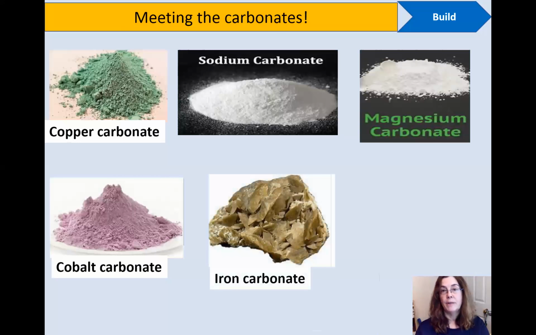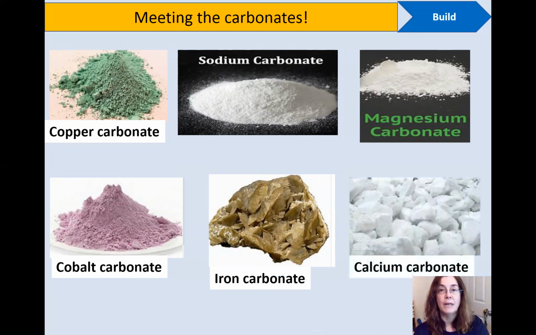And then iron carbonate. Again, this is more rock-like, but a lovely colour. So iron carbonate made from iron and carbonate. And then finally calcium carbonate, and that's limestone. We know that as limestone. So it's made from calcium that we would find in our bones, and carbonate. And this is the white rocks that we see in the cliffs that can be used to make statues and buildings. So there are many, many different carbonates.